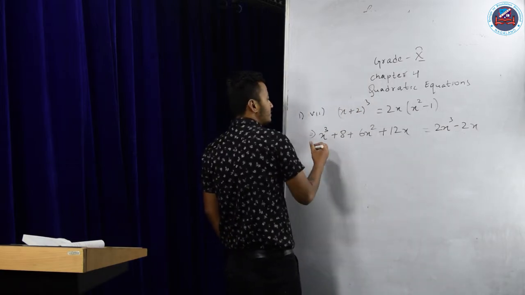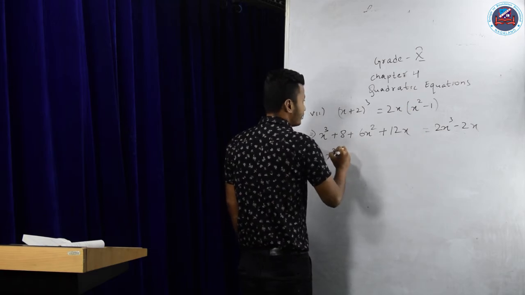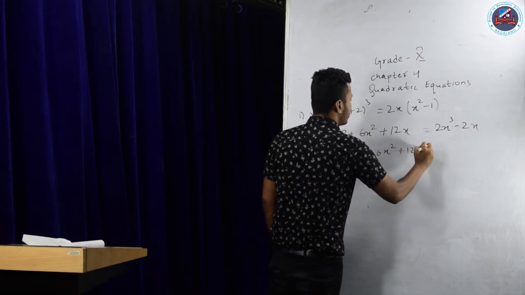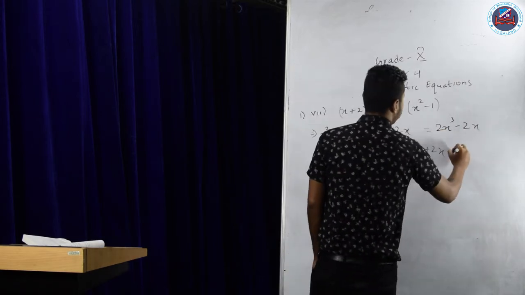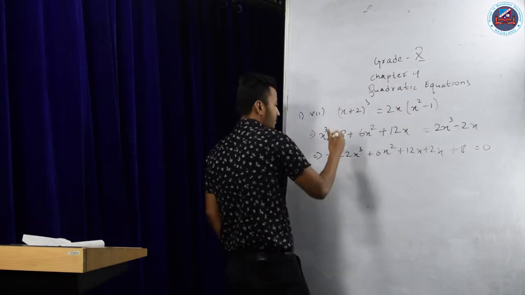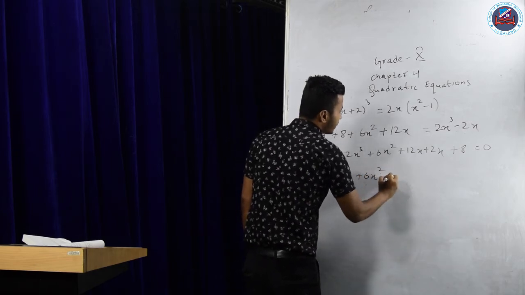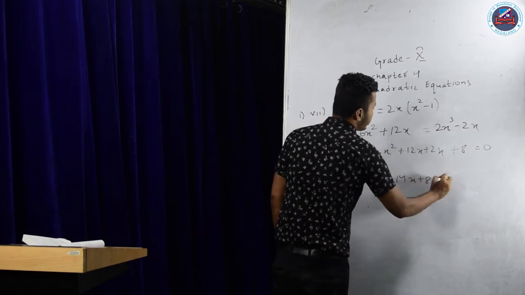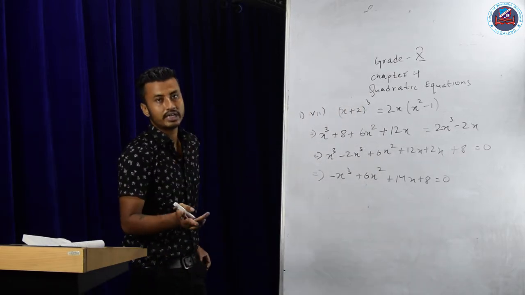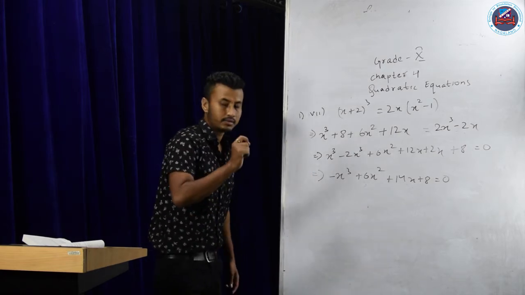Let me bring all the terms on one side. This becomes x cube minus 2x cube plus 6x square plus 12x plus 2x plus 8 equals to 0. I brought all the right hand side values to the left side. This becomes minus x cube plus 6x square plus 14x plus 8 equals to 0. Guys, it cannot be solved anymore. Now can you tell me, is it a quadratic equation or not? No, this is not a quadratic equation because it is not written in the form of ax square plus bx plus c equals to 0. Okay, good.